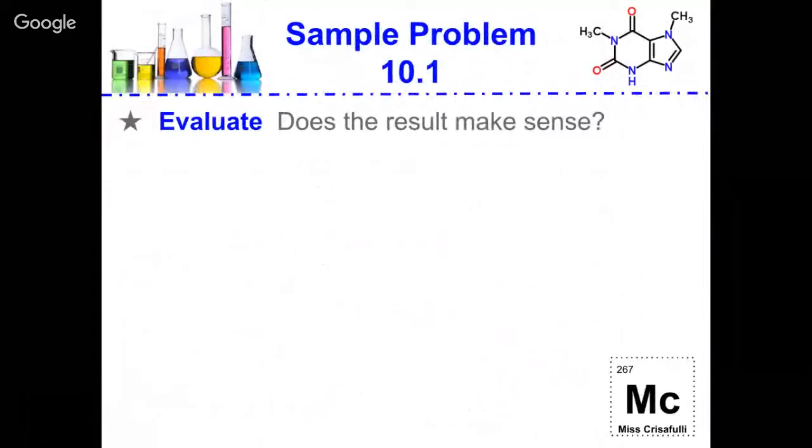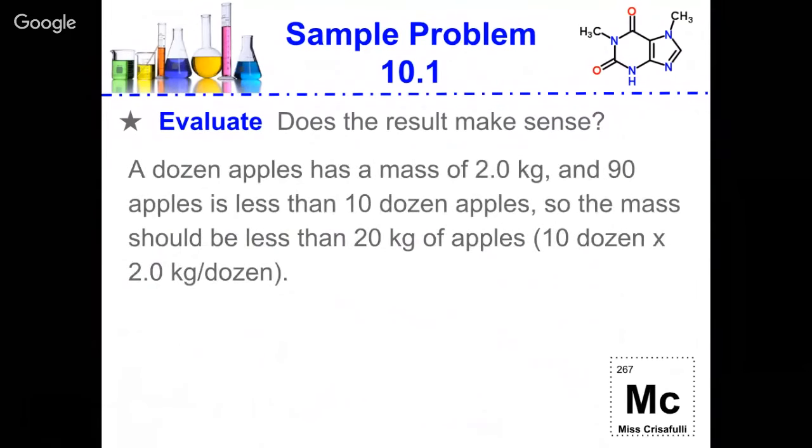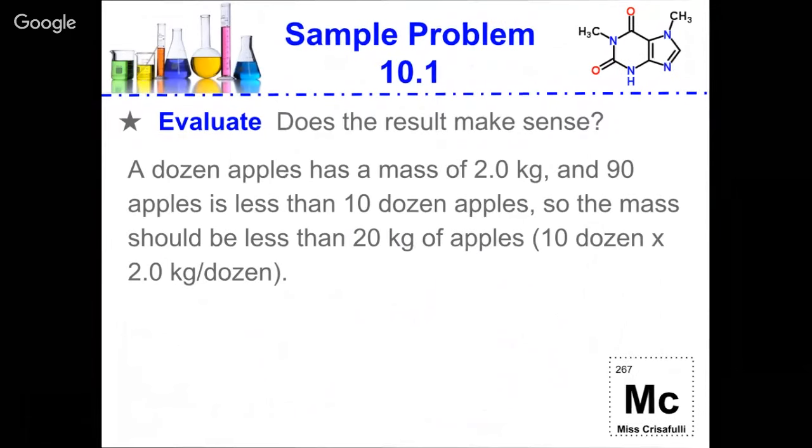So now we have to evaluate. A lot of times when you're doing these problems, you're just going to want to get to an answer. But in chemistry, you need to know what your answer means, and you also need to make sure that your answer makes sense. So a dozen apples has a mass of 2 kilograms, and 90 apples is less than 10 dozen apples, so the mass should be less than 20. And it is, so that makes sense.